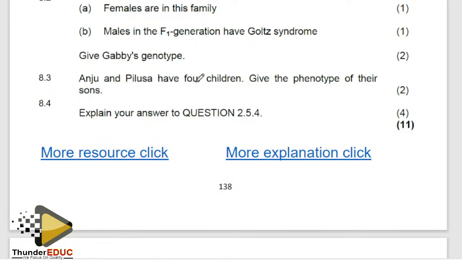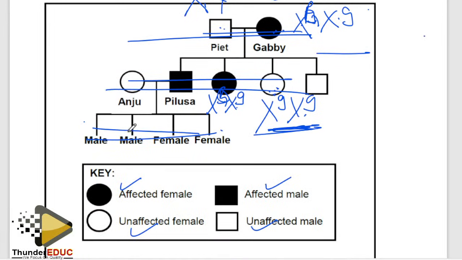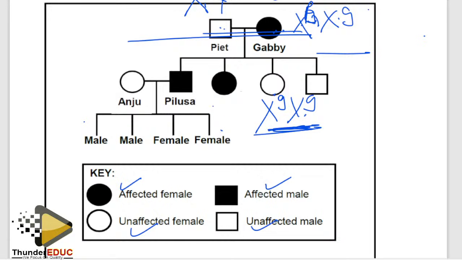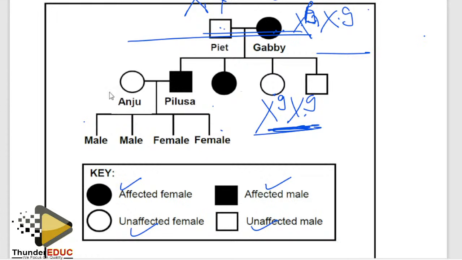Aju and Pirusa have another fourth child. Give the phenotype of their sons. Remember this is caused by a dominant allele. The moment it's caused by a dominant allele, it's easier to find. In the case of a son, remember, it's a Y, it's a Y.